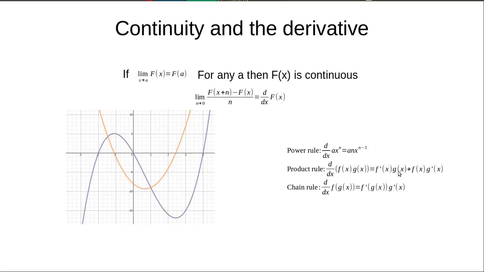F prime of x means the derivative of the f of x function. And the chain rule is for a function within another function, which could be cosine of sine of x. You first take the derivative of the outer function, keep the inner function, and then multiply that by the derivative of the inner function.